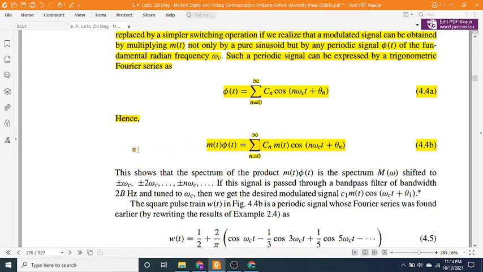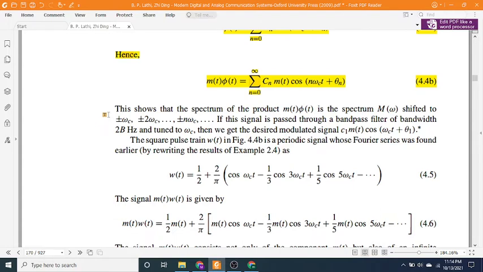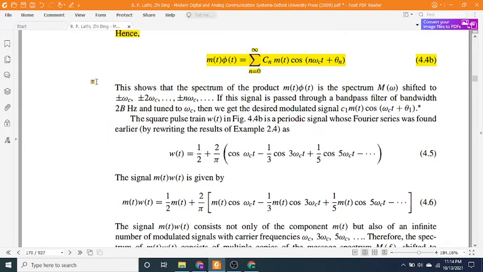Hence m(t) φ(t) = Σ Cn m(t) cos(nωc t + θn), n = 0 to ∞ (4.4b). This shows that the spectrum of the product m(t) φ(t) is the spectrum M(ω) shifted to plus or minus ωc, plus or minus 2ωc, plus or minus nωc. If this signal is passed through a bandpass filter of bandwidth 2B Hz and tuned to ωc, then we get the desired modulated signal C1 m(t) cos(ωc t + θ1).